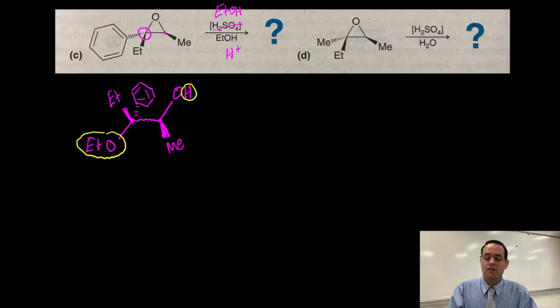Molecule D, we have the similar kind of thing. H2SO4 is just the source of H+. They like to show it in brackets, and we have H2O. So H2O is a source of OH on one of the carbons, and then we place the H on the oxygen that used to be the epoxide. So again, we have a more substituted carbon on the left, and we're going to attack from this direction, okay?